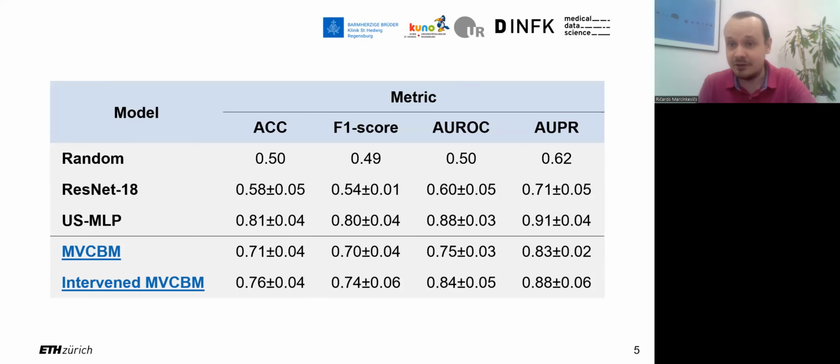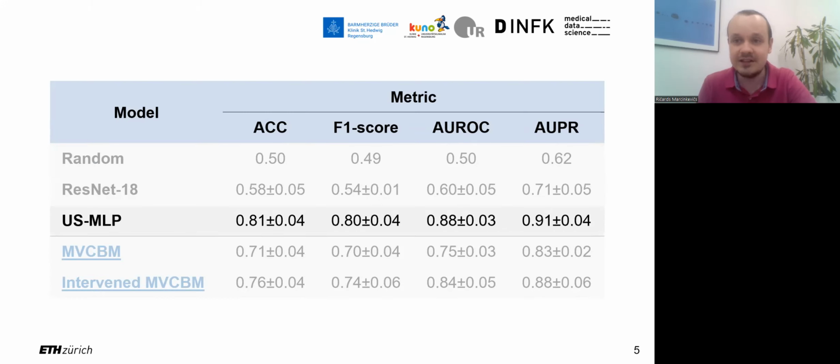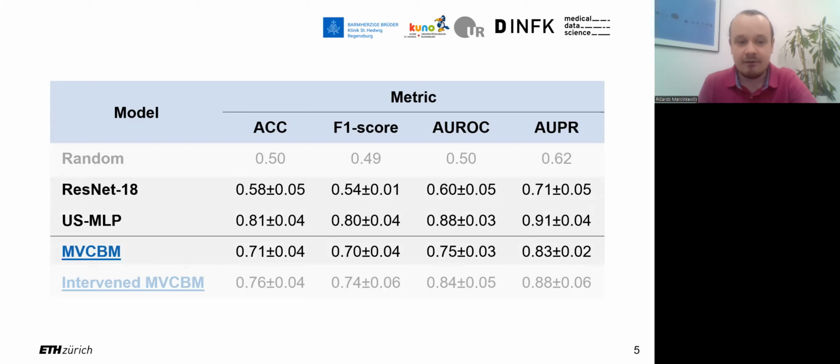Let us have a look at the results. The table in this slide depicts the results for predicting the diagnosis for the multiple models. Looking at the ResNet 18-based classifier with the late fusion of the views, we can see that in principle, we can predict the target variable based on the ultrasound images. On the other hand, if we utilize the hand-extracted ultrasonographic findings and train a multi-layer perceptron, we almost achieve an AUROC of 90%. The MVCBM model falls somewhere in between.